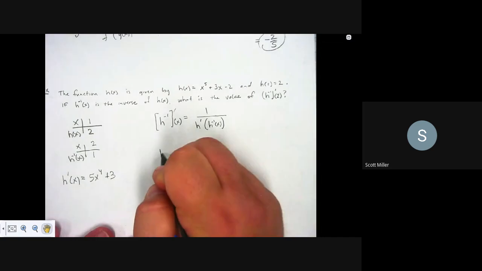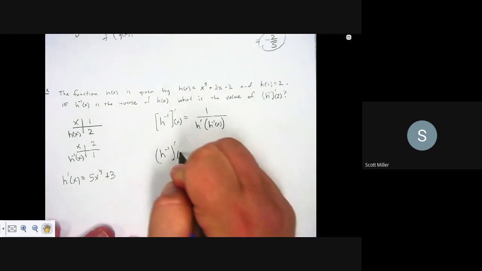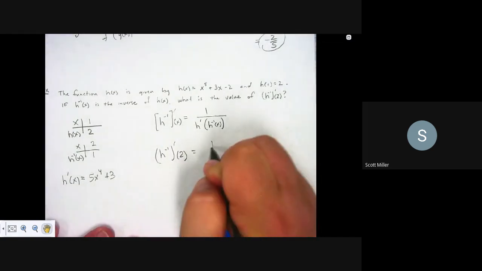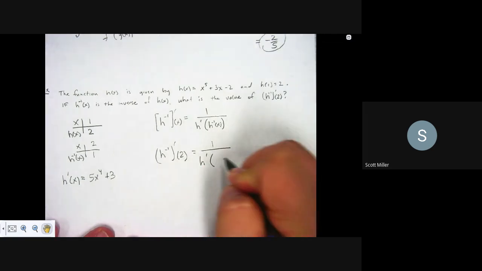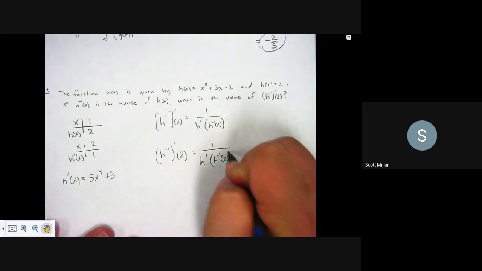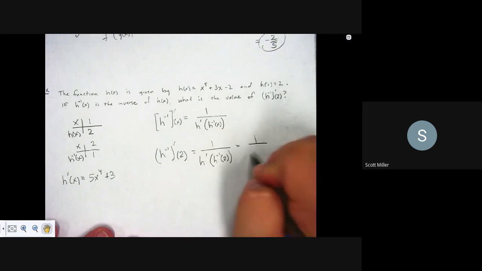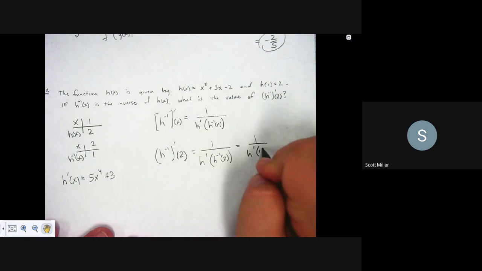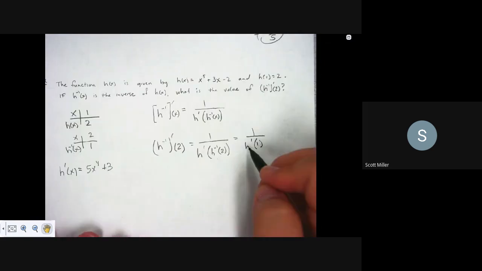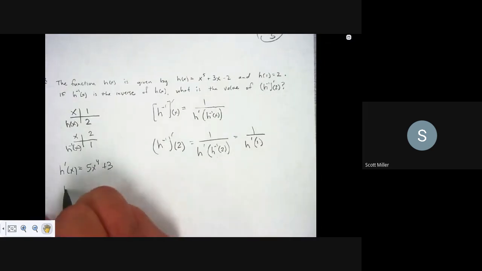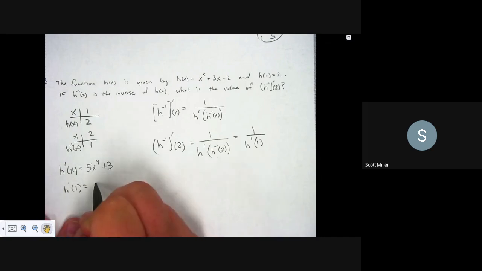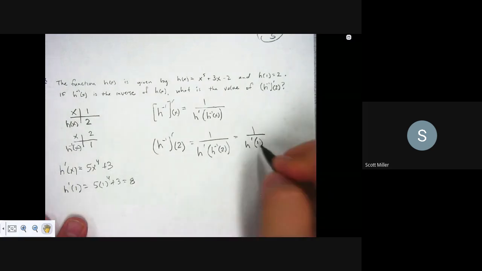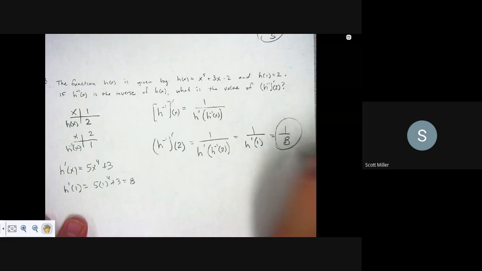So what is h inverse prime at 2? It is 1 over h prime at h inverse at 2. h inverse at 2 is 1. So I need to find h prime at 1. Okay, so what is h prime at 1? It's basically going to be 5 times 1 to the 4th plus 3, or 8. So that is 1 over 8. And we're done.